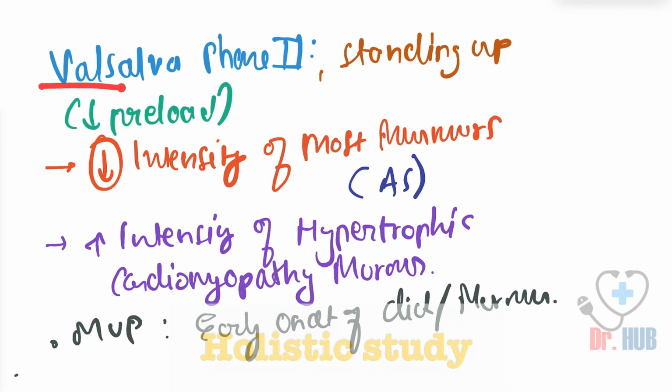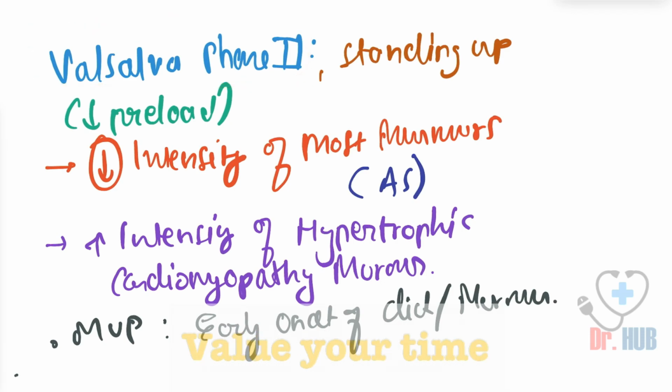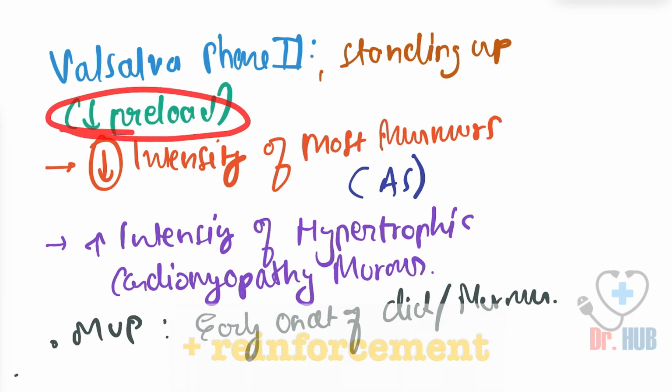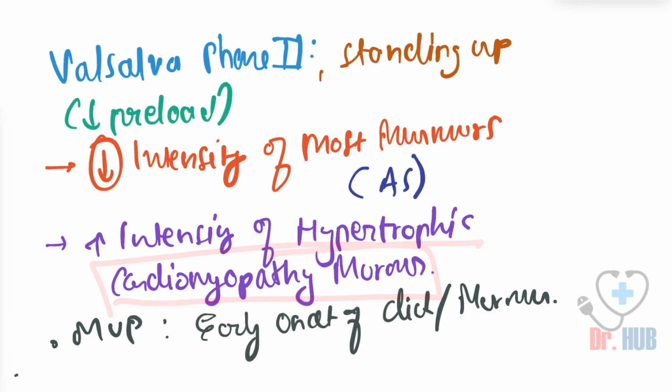Now to recap, we saw the Valsalva phase 2. This is by standing up. When the Valsalva is done, there is a decrease in the preload. So there is a decrease in the intensity of most of the murmurs, including the AS, and an increase in the intensity of the hypertrophic cardiomyopathy murmur. Next, when we look at the MVP, there's an early onset of the click or the murmur.